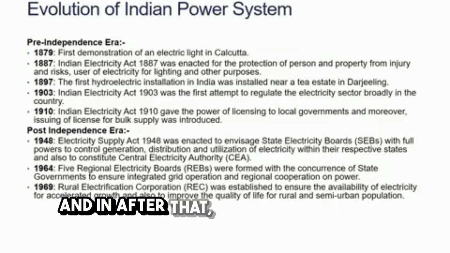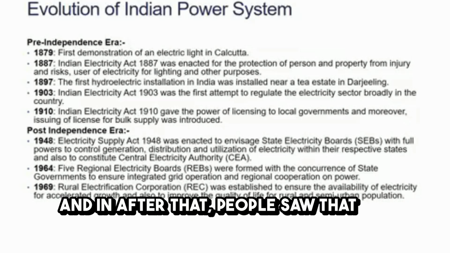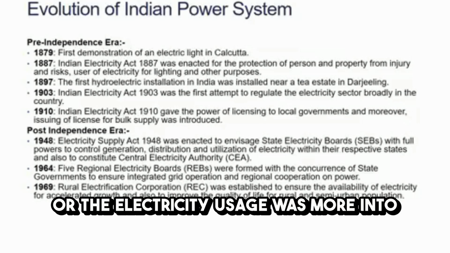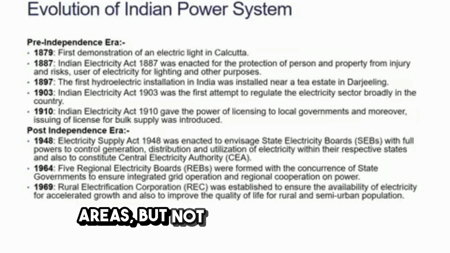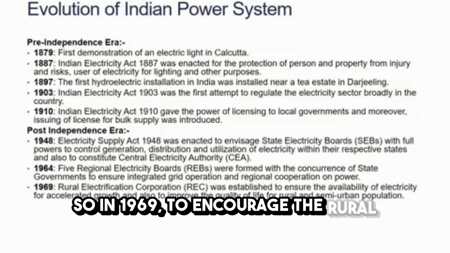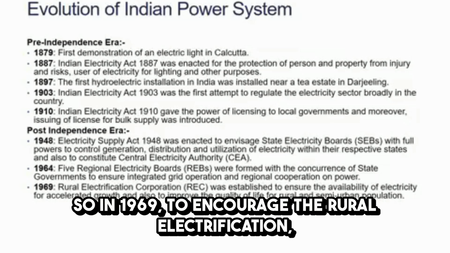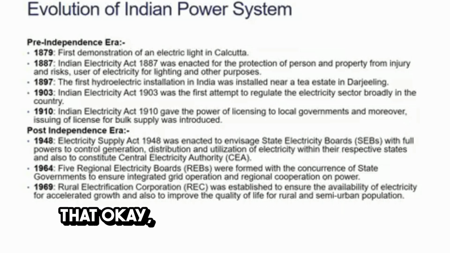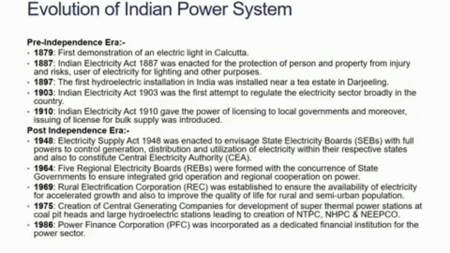Different regions, all the states within the northern part of India are connected to the northern region. And after that, people saw that the development and electricity usage was more in the city areas but not in the rural areas. So in 1969, to encourage rural electrification, they came up with a new rule that growth of electricity infrastructure should be there in the rural areas as well.